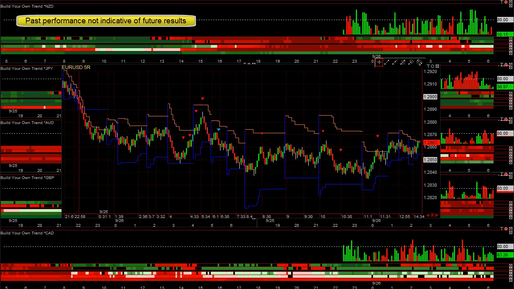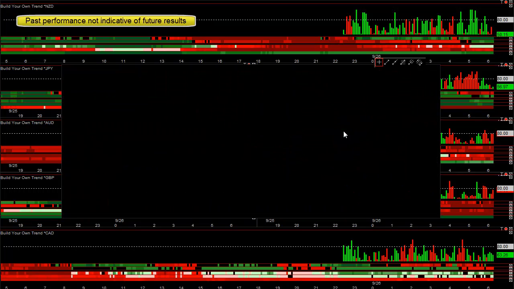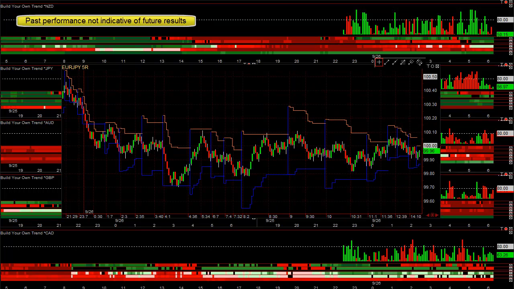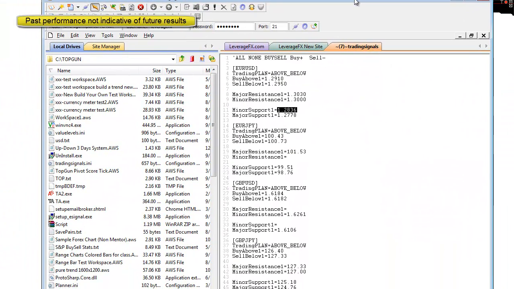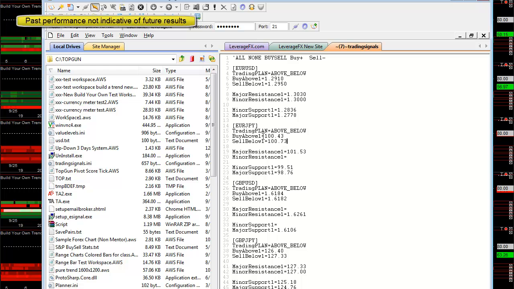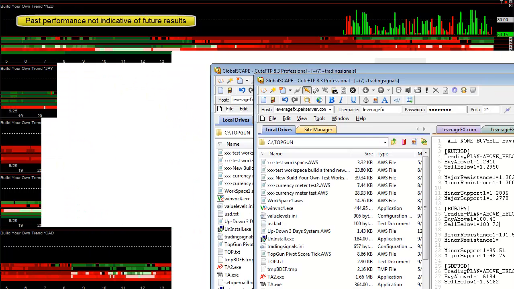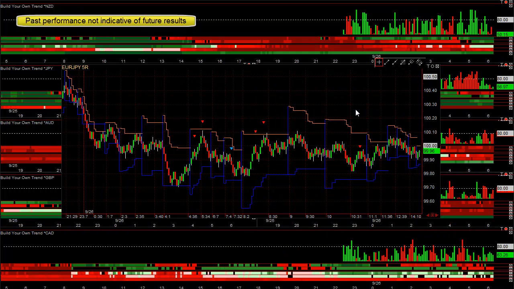Let's just take a look at one more. We'll put the euro yen on here. This one I also thought had more likelihood of going down. Sell below 173, buy above 143. So 143 pretty much never got above there, and obviously it was below my sell level.